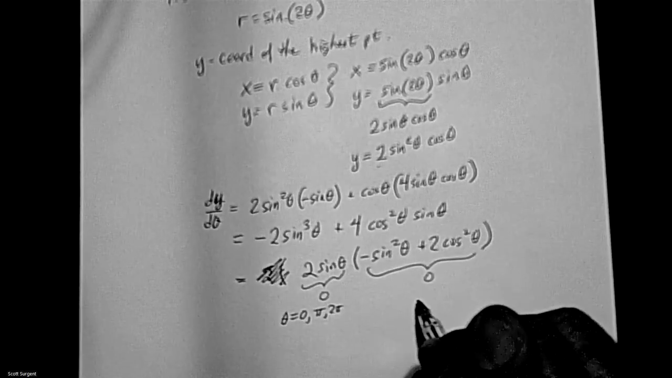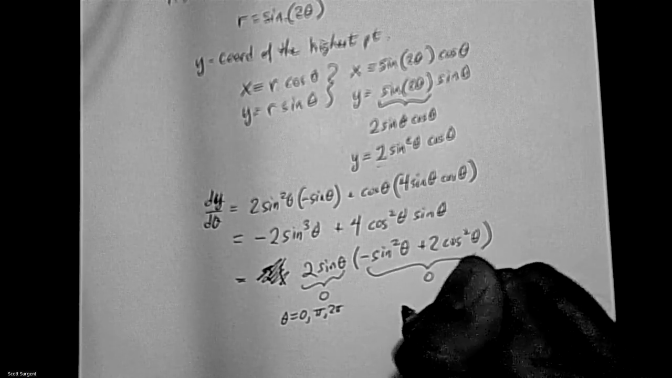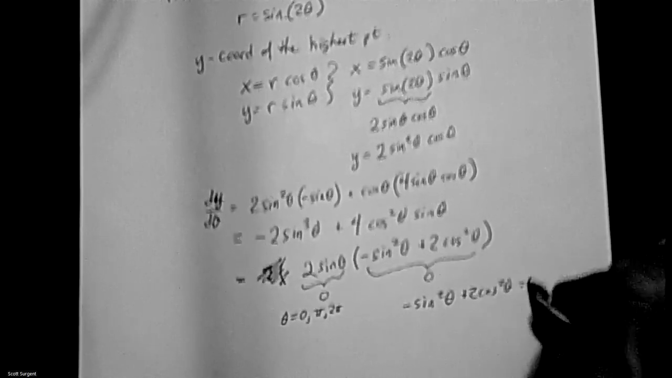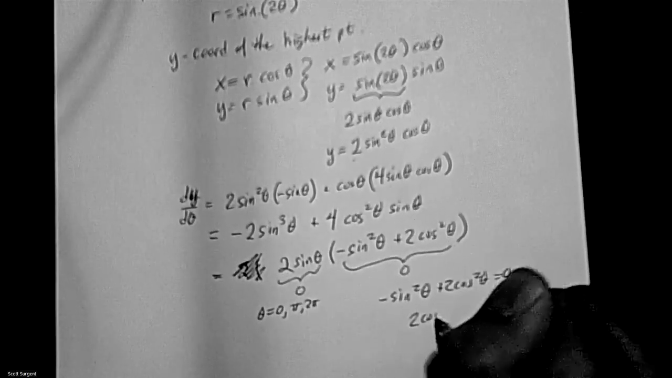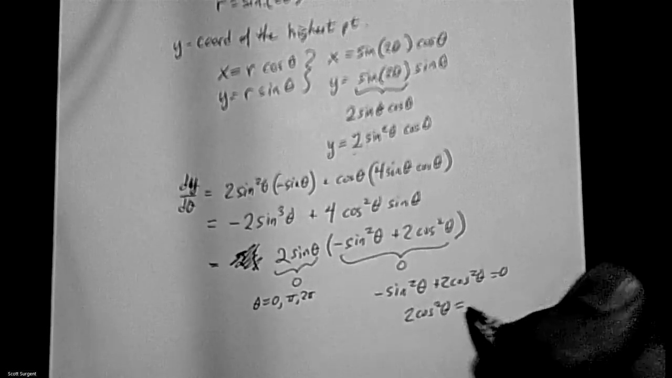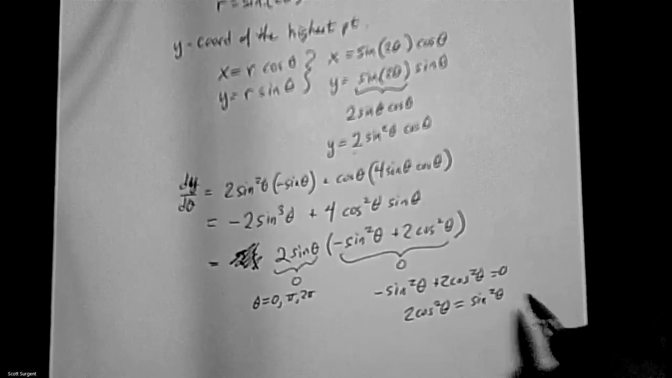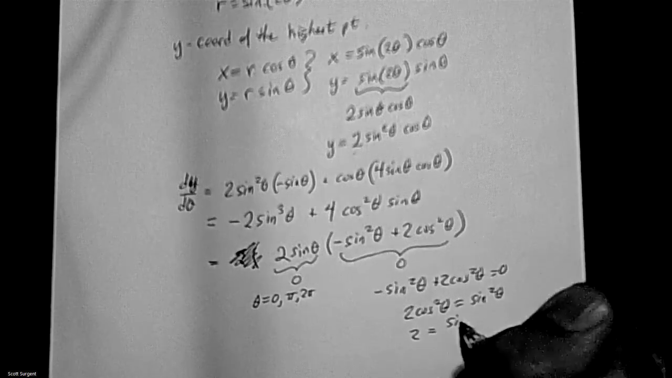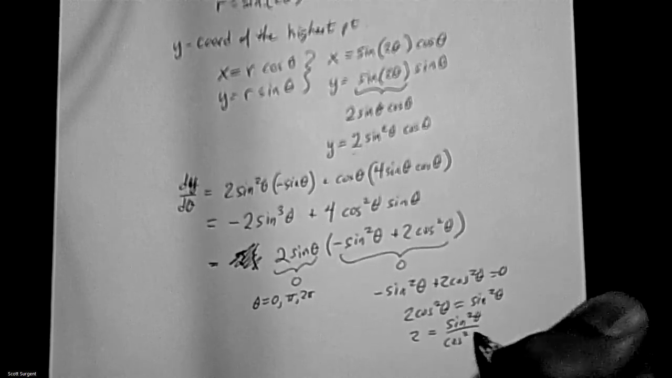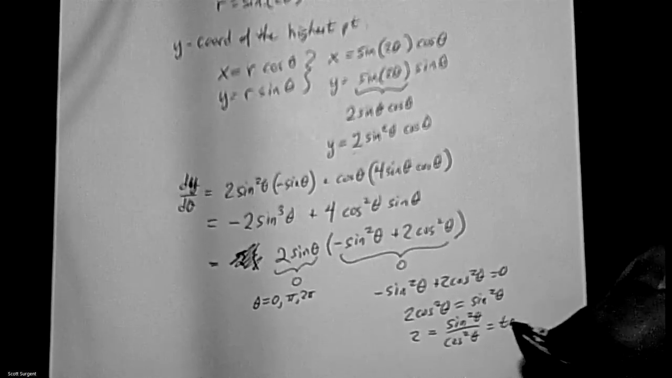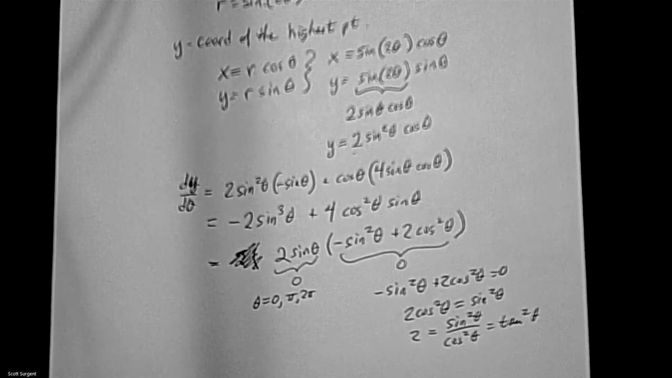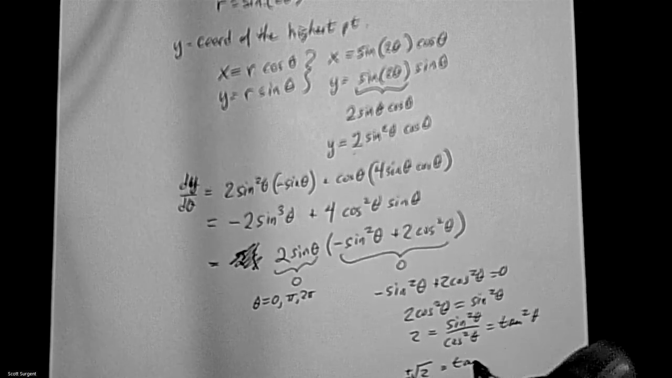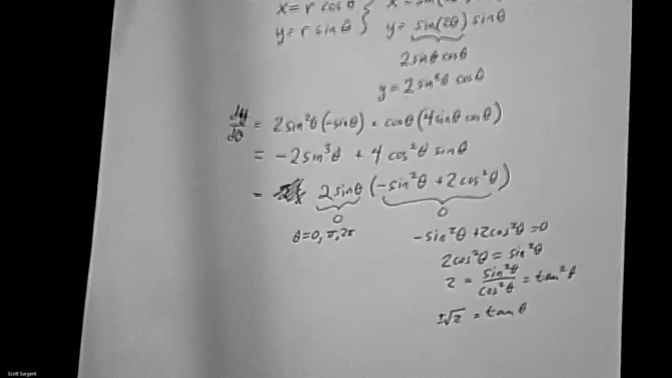For this one right here, I'm going to write it. It's going to be negative sine squared theta plus 2 cos squared theta equals 0. I'll bring the sine over, so it gets rid of the negative sign. Divide out by cos squared. So I have 2 equals sine squared theta over cos squared theta. Well, that's actually tangent squared theta. So if I take the square root, plus and minus, I get plus and minus root 2 equals tan theta.